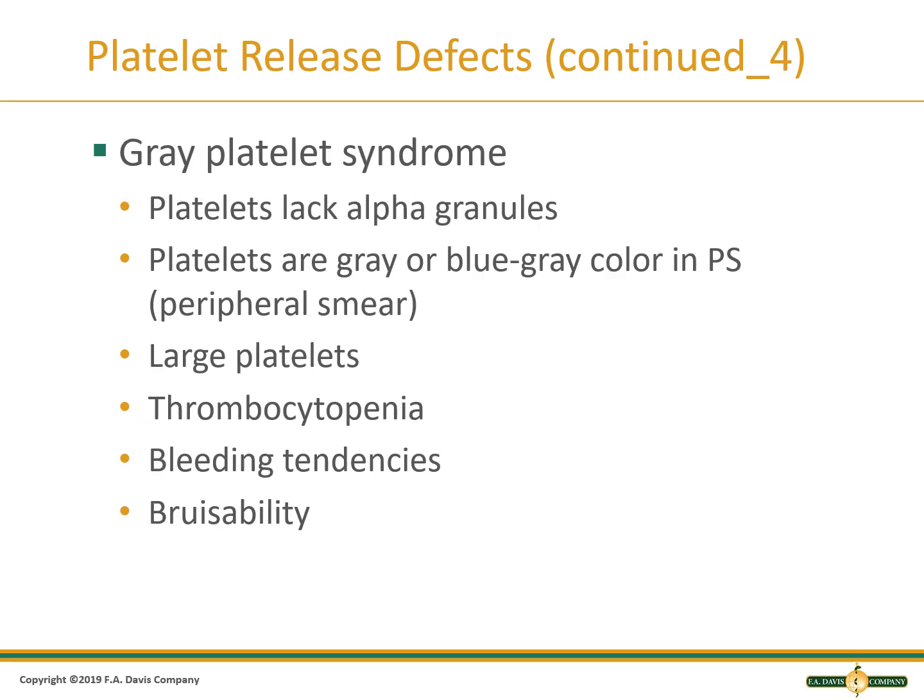Gray platelet syndrome is another type of defect with platelet release. The platelets lack the alpha granules. Previously we talked about the alpha granules when we discussed the different components of the platelets. Platelets are gray or blue-gray in color on the peripheral smear. You will see larger platelets, thrombocytopenia, bleeding tendencies, and bruisability.